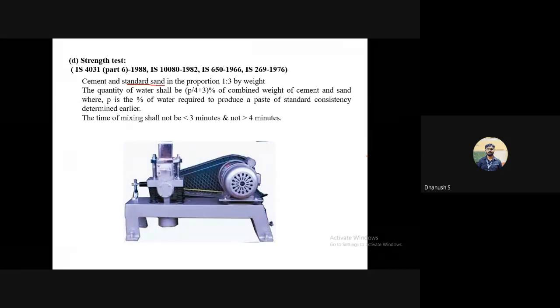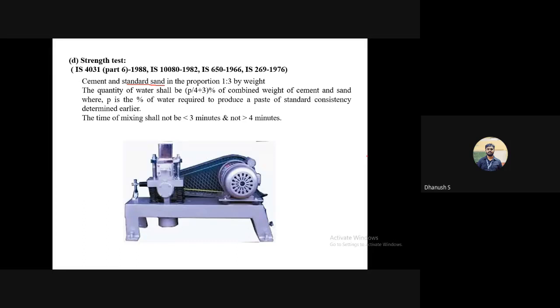So you take these sands of three different proportions, you mix them with cement paste that is 200 grams. So 200 gram of grade 1, 200 gram of grade 2, 200 gram of grade 3, plus 200 grams of cement. You get 800 grams of dry materials. To this, add P by 4 plus 3% of your combined weight of this entire material, which is 800 gram, by mass of water. So what is P here? P is, like I told you in the previous slide, your standard consistency. It becomes important.